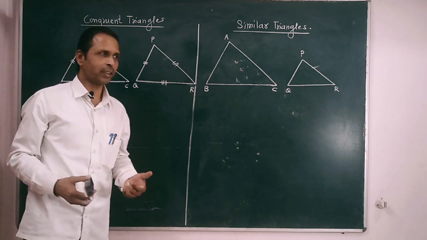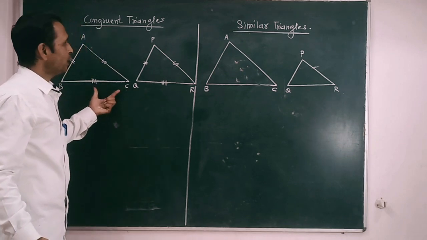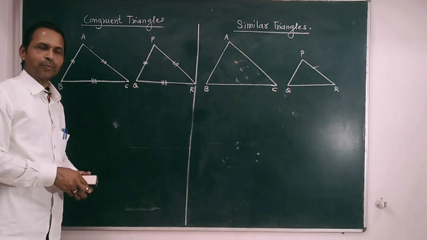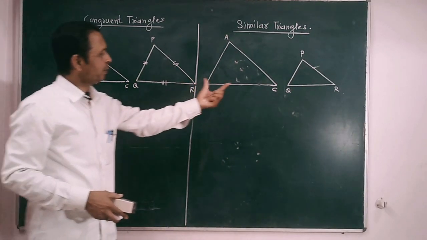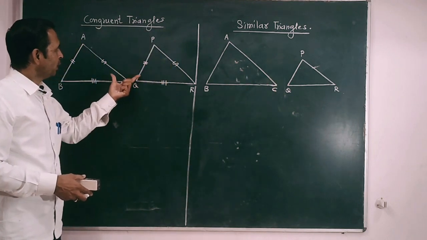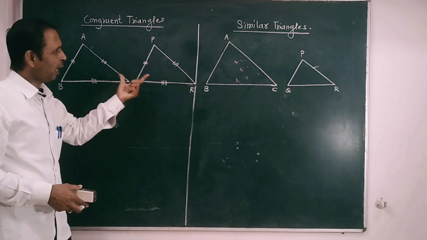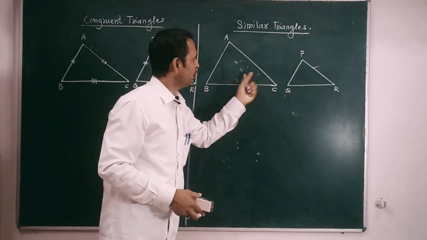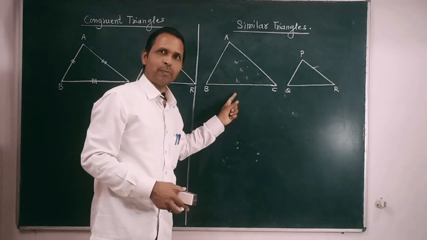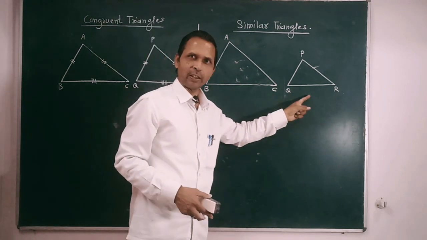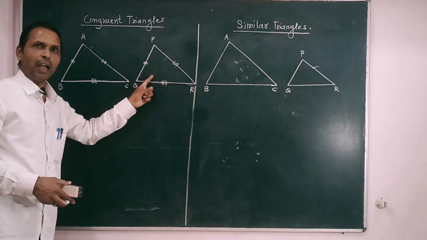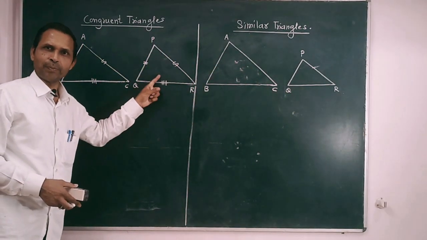Before this, observe these figures. These are the congruent triangles and these are the similar triangles. Observe carefully. These are the congruent triangles and these are the similar triangles. These two figures are also triangles. Shape is the same but the size is different. Yes, correct. But here the shape is the same and the size is also the same.